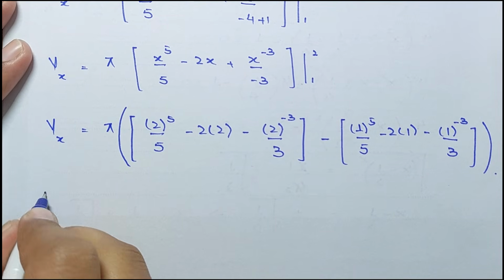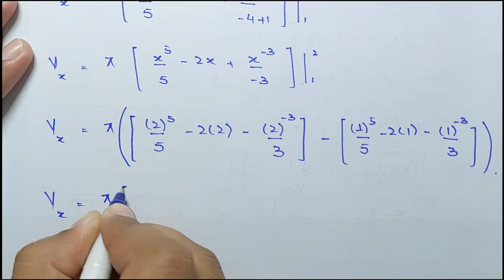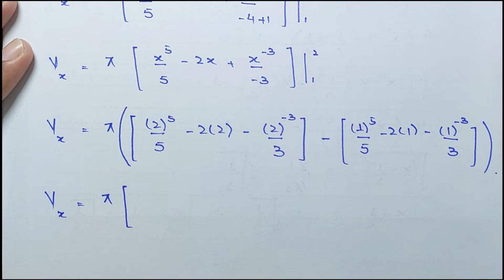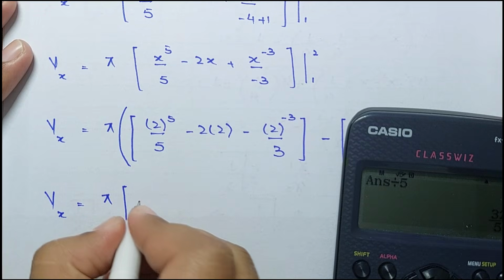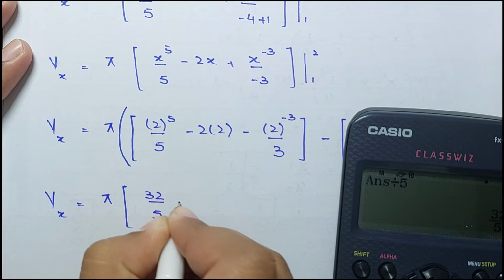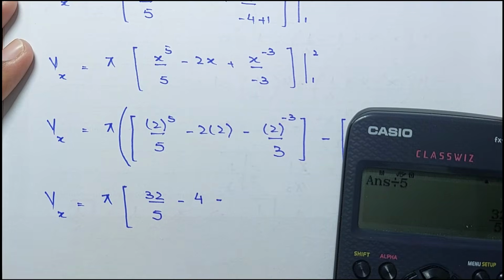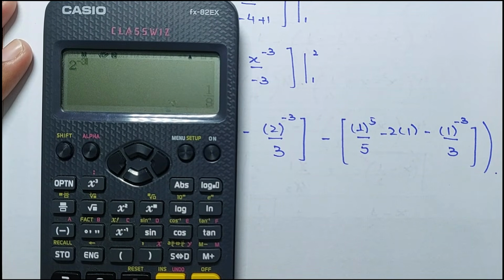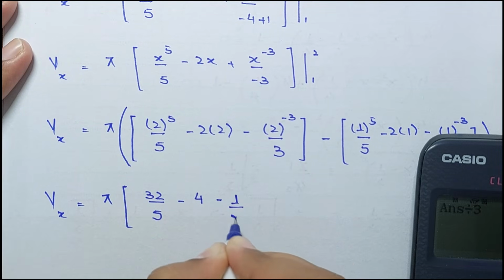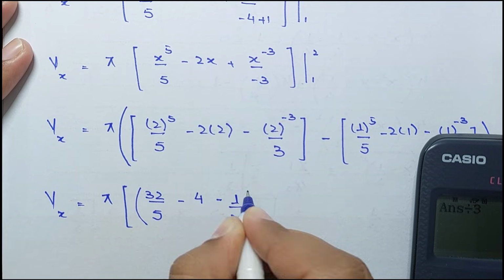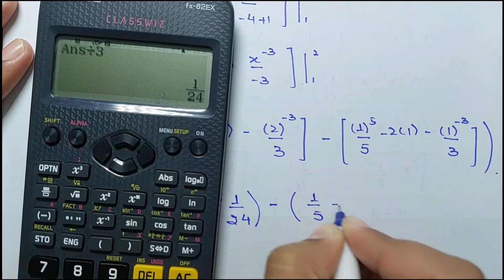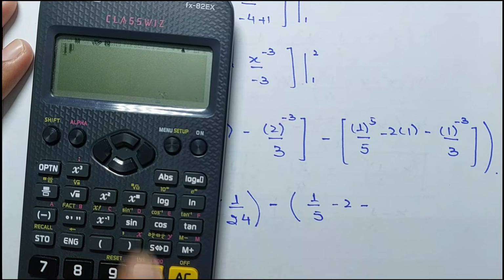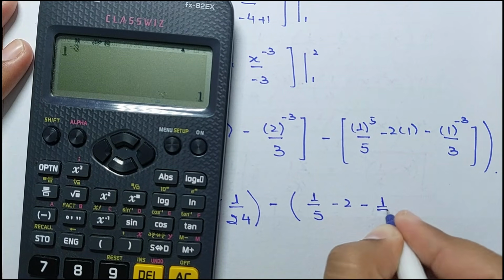Okay. So Vx is pi, which is outside. We can say 2 to the power 5 over 5. 2 to the power 5 is 32, divided by 5 is 32 by 5. Minus 2 times 2 is 4. Minus 2 to the power negative 3 divided by 3, that is 1 over 24. Subtract the lower limit. 1 to the power 5 is 1 over 5, minus 2, minus 1 to the power negative 3 is also 1, so 1 over 3.